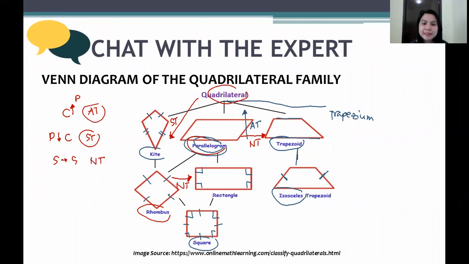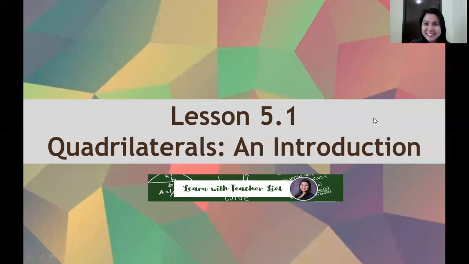What if, ma'am, a rectangle is a trapezoid? This is the auntie or the uncle, right? This is the nephew or the niece. Never true. So, any questions before we end today's discussion?